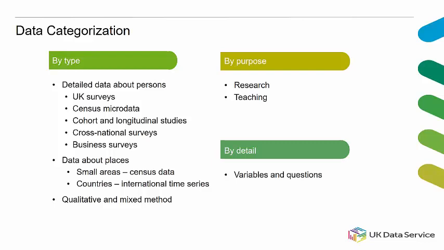Another way to categorize is by purpose. So here we have two main purposes. We have the purpose of research, so we can have researchers coming to us to find data sets for their research that they're conducting, but we also have teaching. So we hold specific teaching data sets that have been created solely for the purpose of individuals who are maybe giving workshops or classes on how to analyze that data. And finally, we have by details, such as variables and questions.